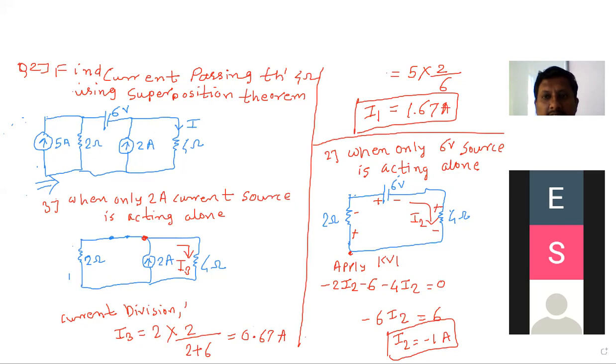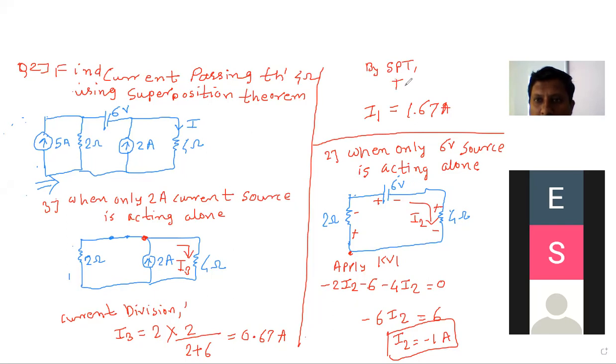Now what do we have to do finally? We got I1, I2, I3, everything. What do we have to do now? Add. Yes. So by superposition theorem, the current passing through the 4 ohm, that I is equal to I1 plus I2 plus I3.